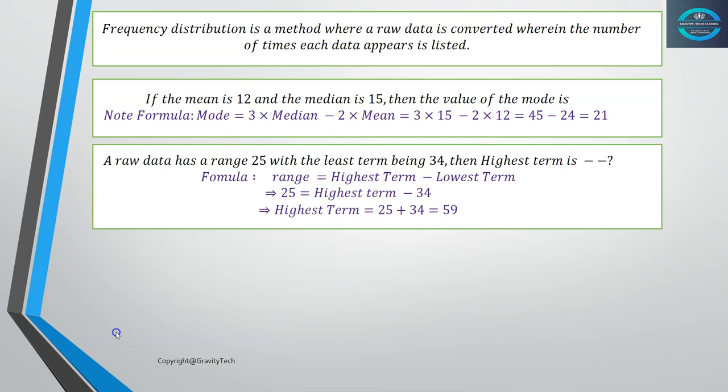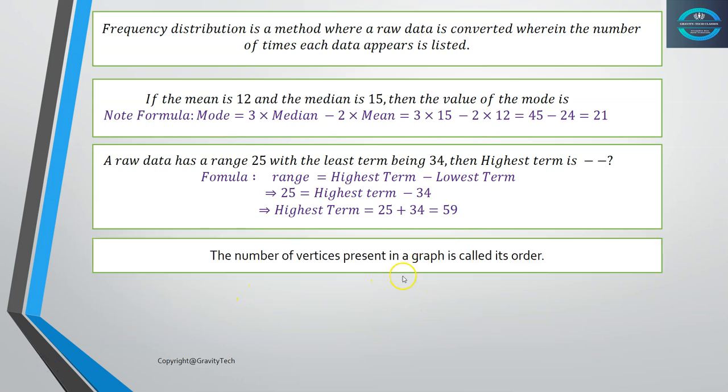Next. The number of vertices present in a graph is basically called the order of that graph.